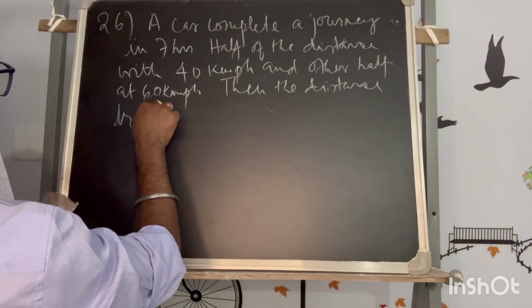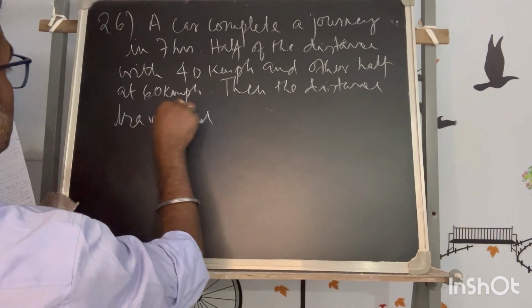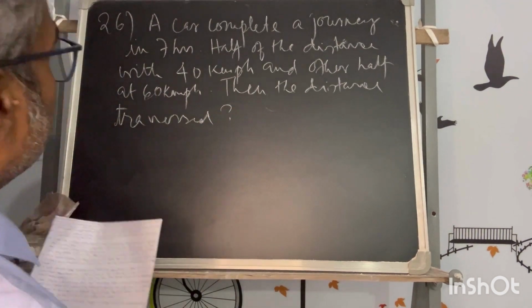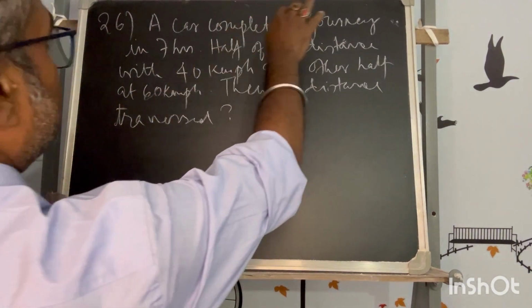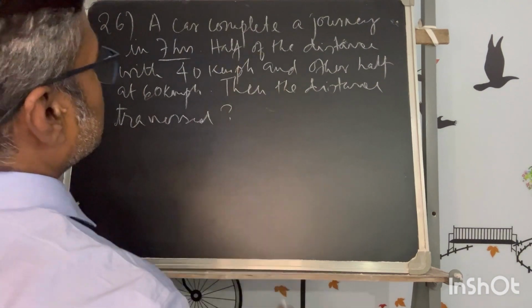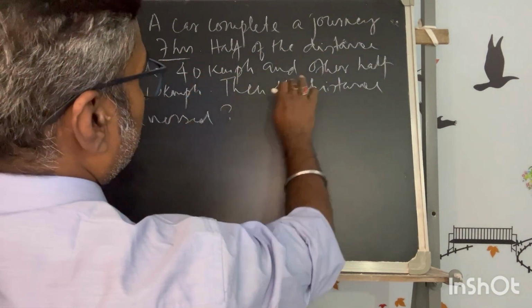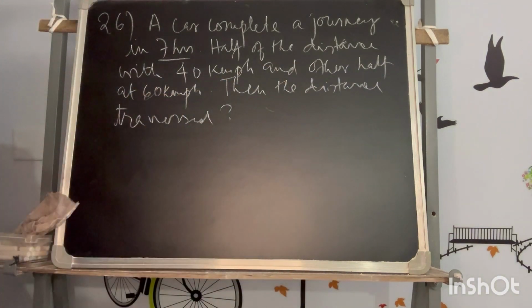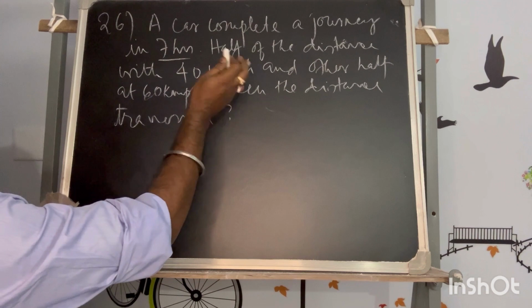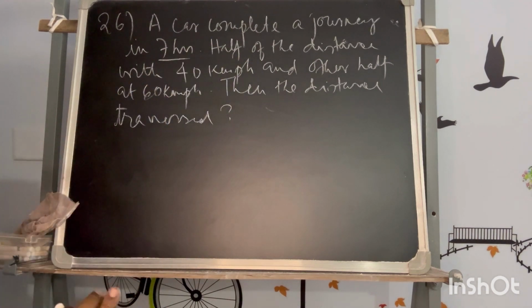traversed. Now again, this is also a very well-known kind of problem. A car completed a journey in 7 hours, half of its distance at 40 kilometer per hour and the other half at 60 kilometer per hour. Just a few minutes back I solved a similar problem, and this problem is based on the same concept.